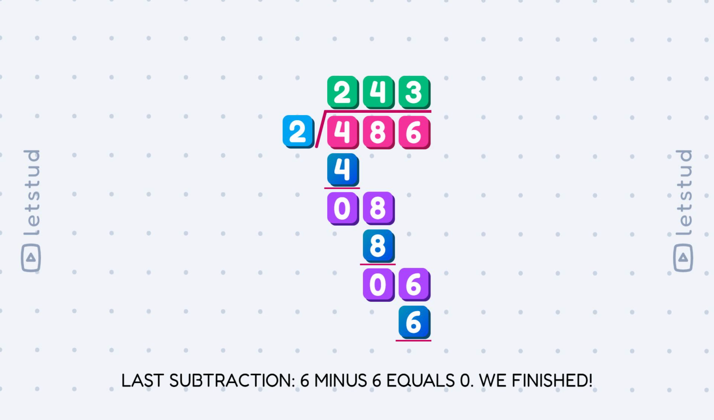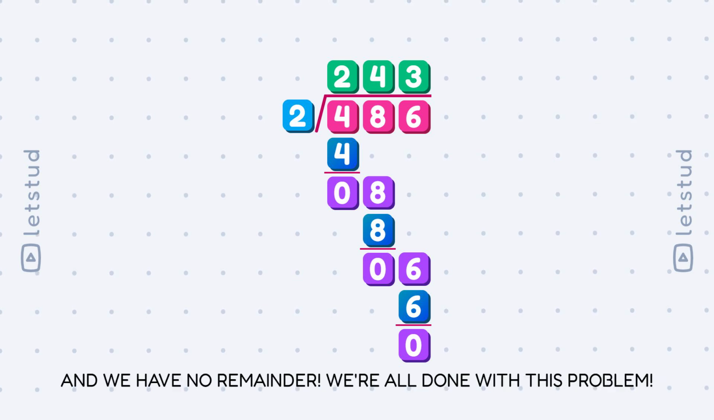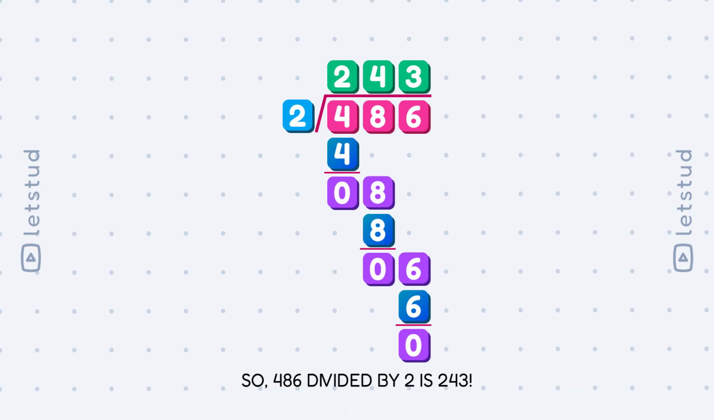We finished. You did it. That's the end of our division, and you were amazing. And we have no remainder. We're all done with this problem. So, 486 divided by 2 is 243.